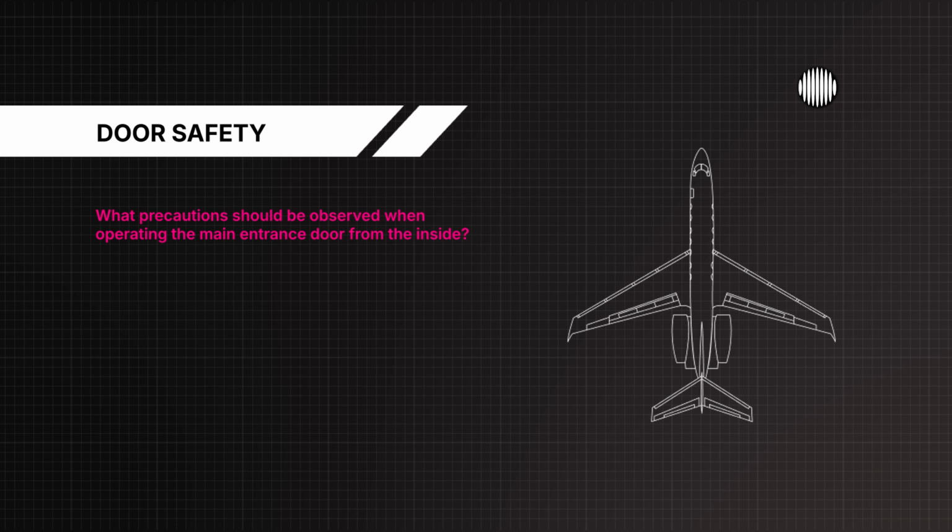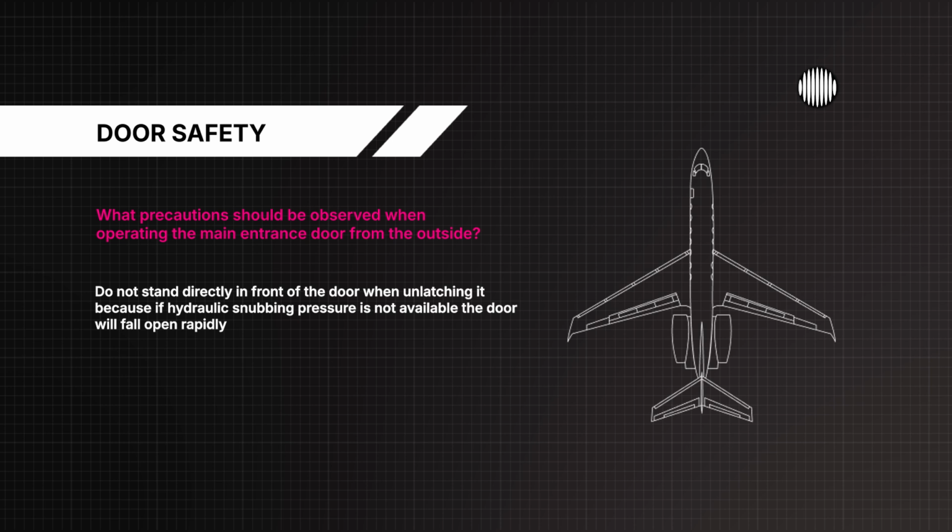What precautions should be observed when operating the main entrance door from the inside? Do not grasp the handle when pushing the door open. What precautions should be observed when operating the main entrance door from the outside? Do not stand directly in front of the door when unlatching it, because if hydraulic snubbing pressure is not available, the door will fall open rapidly.